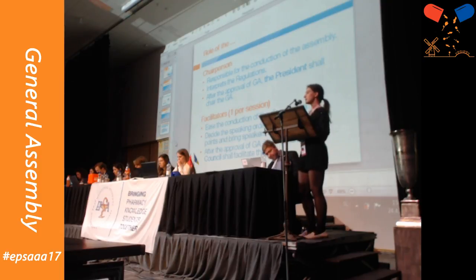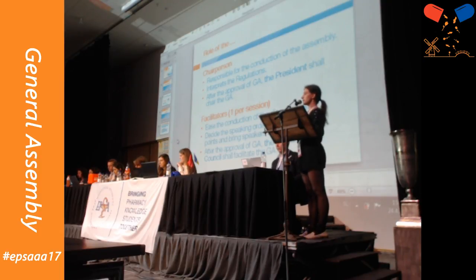Okay, so before we start, we will appoint some roles in this General Assembly. We will have the chairperson. Chuck will be proposed as a chairperson, and he will be responsible for the conduct of the GA. We will have facilitators, so this will be the PC members. One PC member per session will facilitate the General Assembly, which means that we will be giving you the speaking rights. Next slide, please.